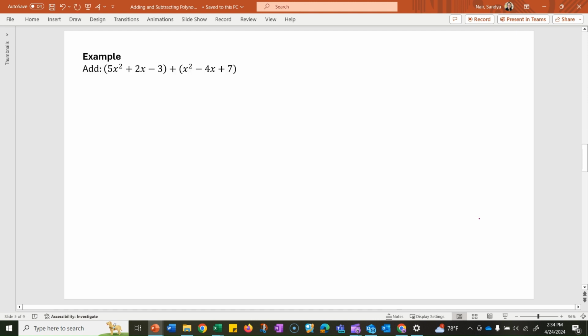So let's go ahead and add these two polynomials together. So I like to add vertically. So what I do is I write down the first polynomial as long as it's in standard form. And then I write down all the terms from the second polynomial that are like right under it. So I have x squared minus 4x and then plus 7.